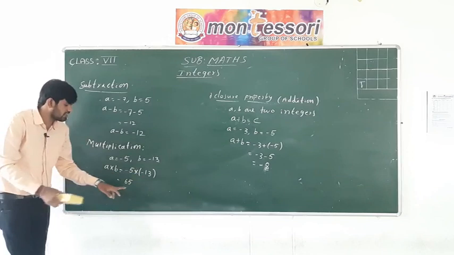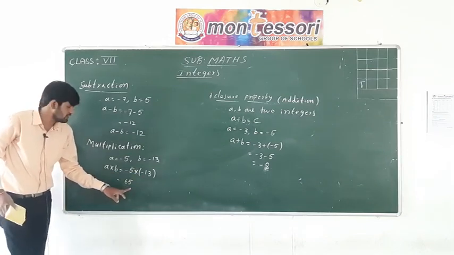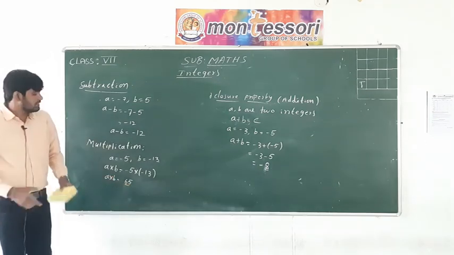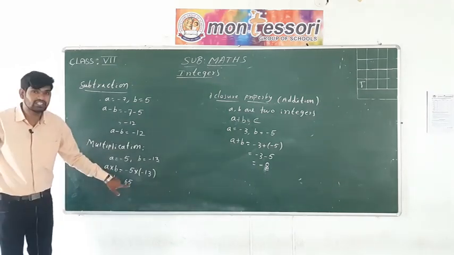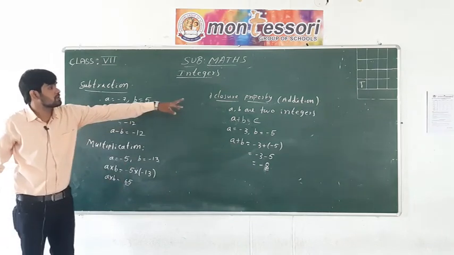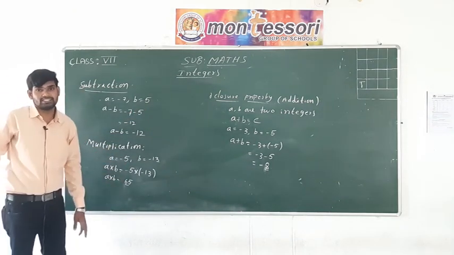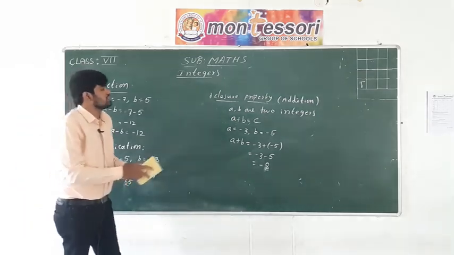Now 65 is an integer, it is in the set of integers. Now a times b, the result you got is an integer. The product of two integers is also an integer. Now you can say that the closure property is satisfied for multiplication in integers. Next, finally you have the division.